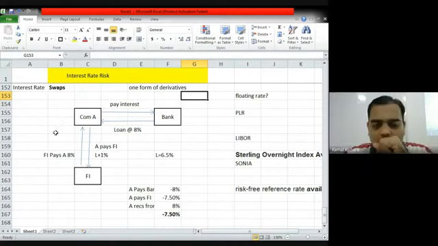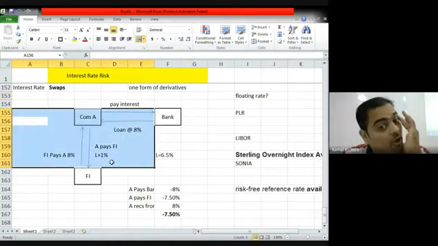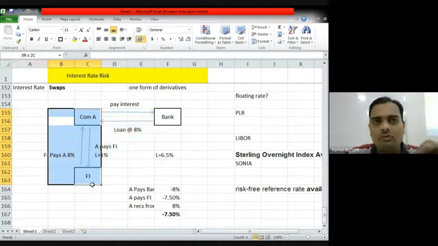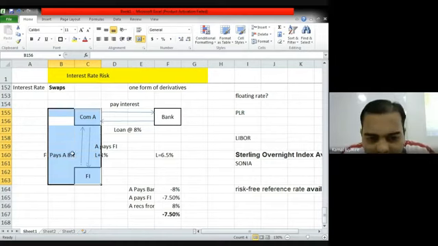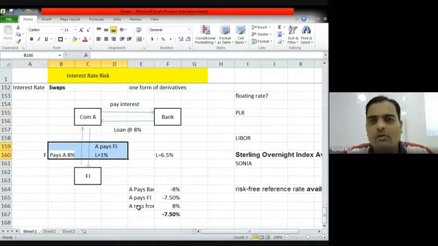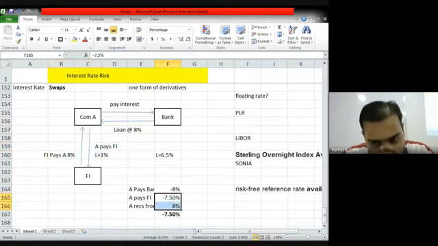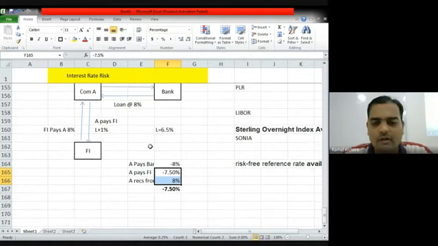So here the notional will not be exchanged. The notional amount, the underlying loan amount, will not be exchanged in this case. What will be exchanged is only the net, not even 8% or 7.5%, only this 0.5%, after every 3 months. Now this could be 3 months LIBOR, 6 months LIBOR, whatever it is, with periodic reset.